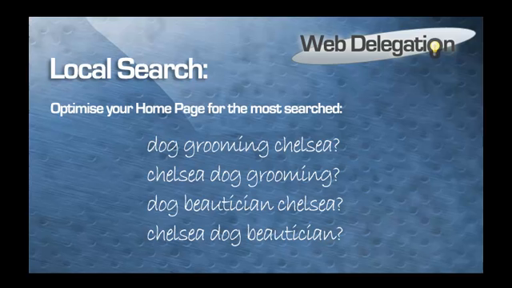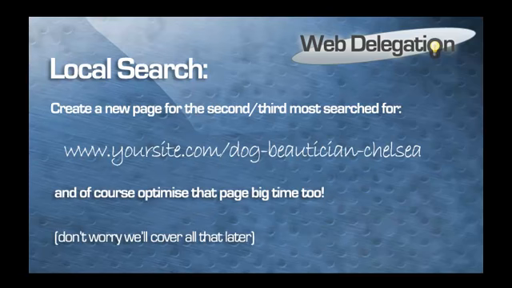So let's say we're optimizing our homepage for the most searched term, and let's say it's dog grooming Chelsea, and more people are looking for that than are looking for a dog beautician Chelsea. So dog grooming Chelsea is what we're going to optimize our homepage for. But a certain number of people are looking for dog beautician Chelsea, and they're not going to find our homepage. So we build another page on our site, and we call that page dog beautician Chelsea, i.e. www.site.com/dog beautician Chelsea, and we optimize that page for that search term. That's the way it works.